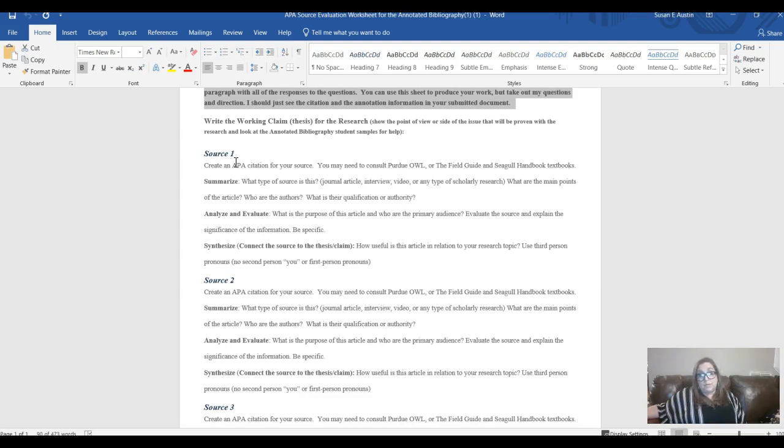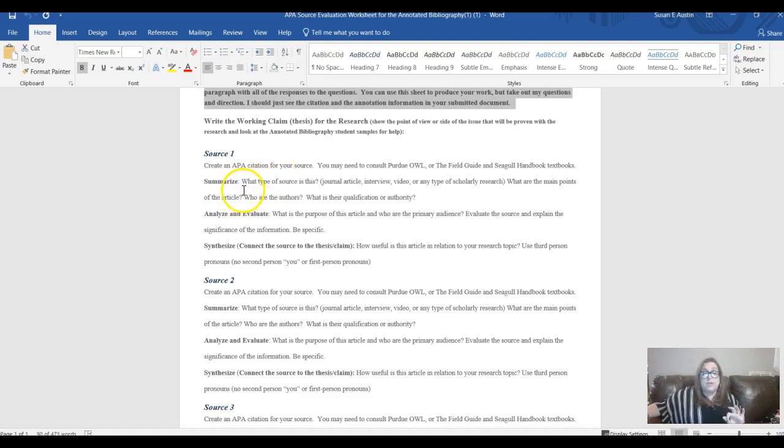Avoid EasyBib or some of those that are more commercial. They don't have the staff to keep up with the changes with APA or MLA or some of the other formatting mechanisms. But most of these scholarly citation generators are usually pretty close to right, but I still find mistakes with them all the time. So with the citation, I want it to be in APA. Make sure you double check that.